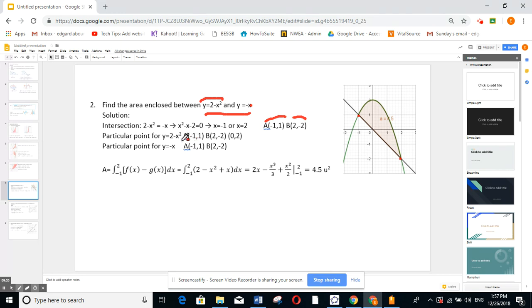Because it's a parabola, I need a third point. Let me pick 0, which is between -1 and 2. If you replace by 0, you have 2. It's a parabolic curve, it has that shape. And this is a line, so a line passing through these 2 points.